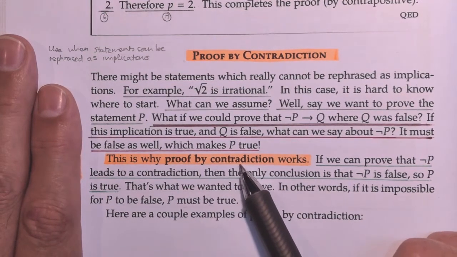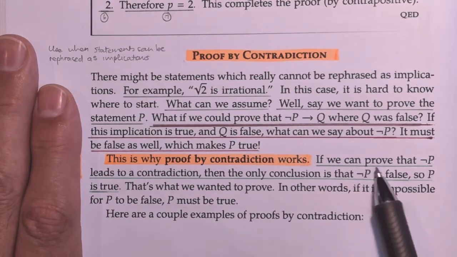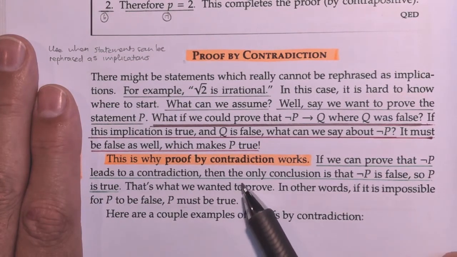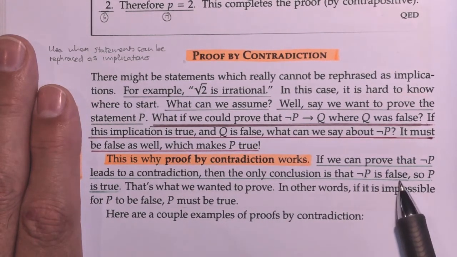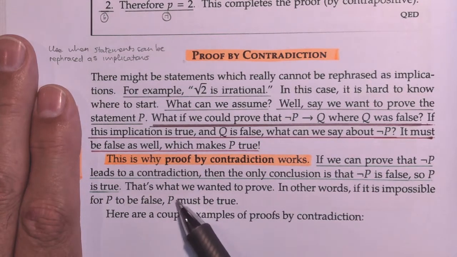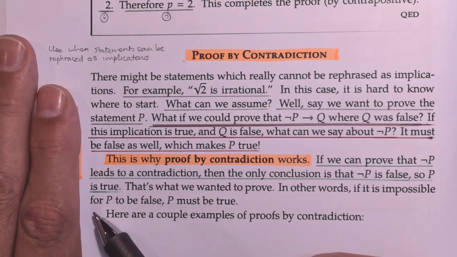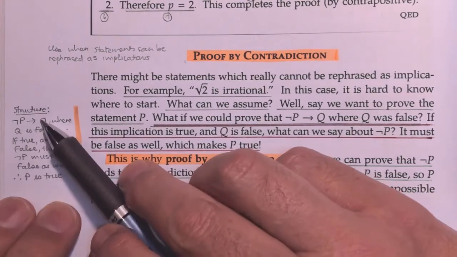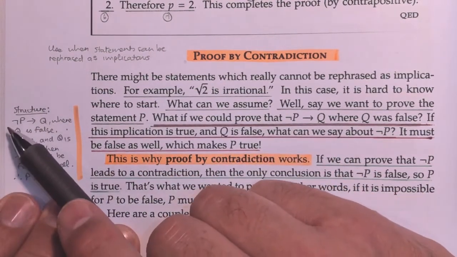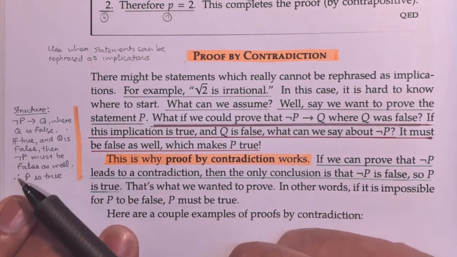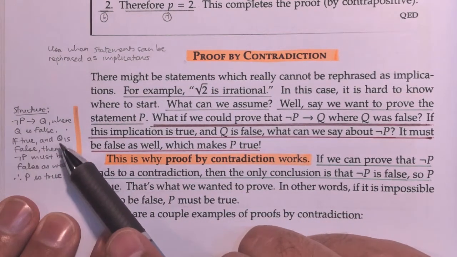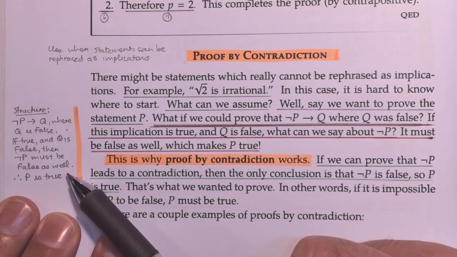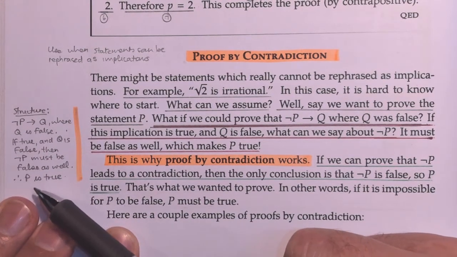This is how the proof by contradiction works. If we can prove that not P leads to a contradiction, then the only conclusion is that not P is false, so P is true. Okay, that's what we wanted to prove. In other words, if it's impossible for P to be false, then P must be true. So this is the structure of our proof. We're going to prove that if not P, then Q, where Q is false. If this is true, and Q is indeed false, then not P must be false as well. Therefore, P is true.